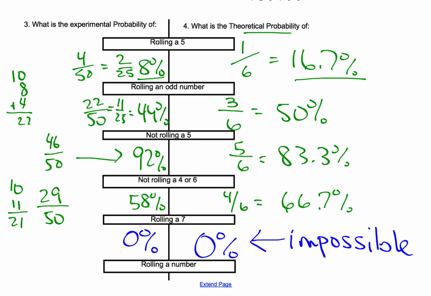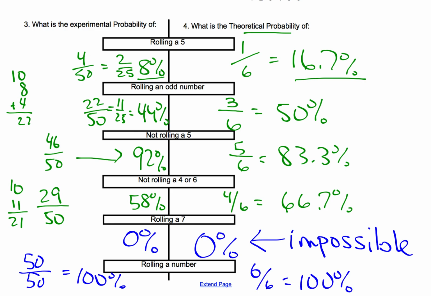Okay, rolling a number. I rolled a number 50 times out of 50, which is 100%. Now, theoretically, it's 6 out of 6, which is also 100%, which is an example of a certain event. When an event is certain, the experimental probability and the theoretical probability will be identical.